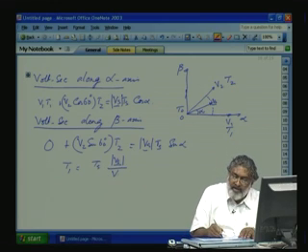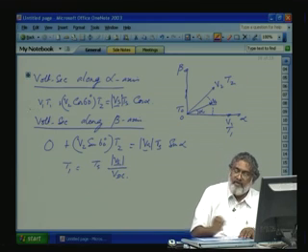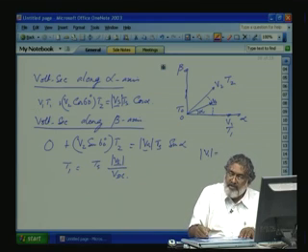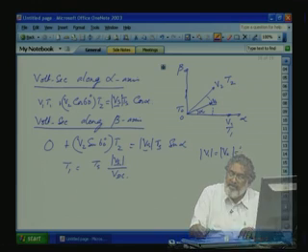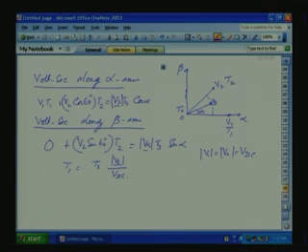Vs divided by Vdc. Why does Vdc come? The magnitude of V1 equals the magnitude of V2, which is equal to Vdc. So T1 will be equal to Ts into Vs divided by Vdc into sin(60 minus alpha) divided by sin 60. Sin 60 is equal to root 3 by 2, so this will come as 2 by root 3.